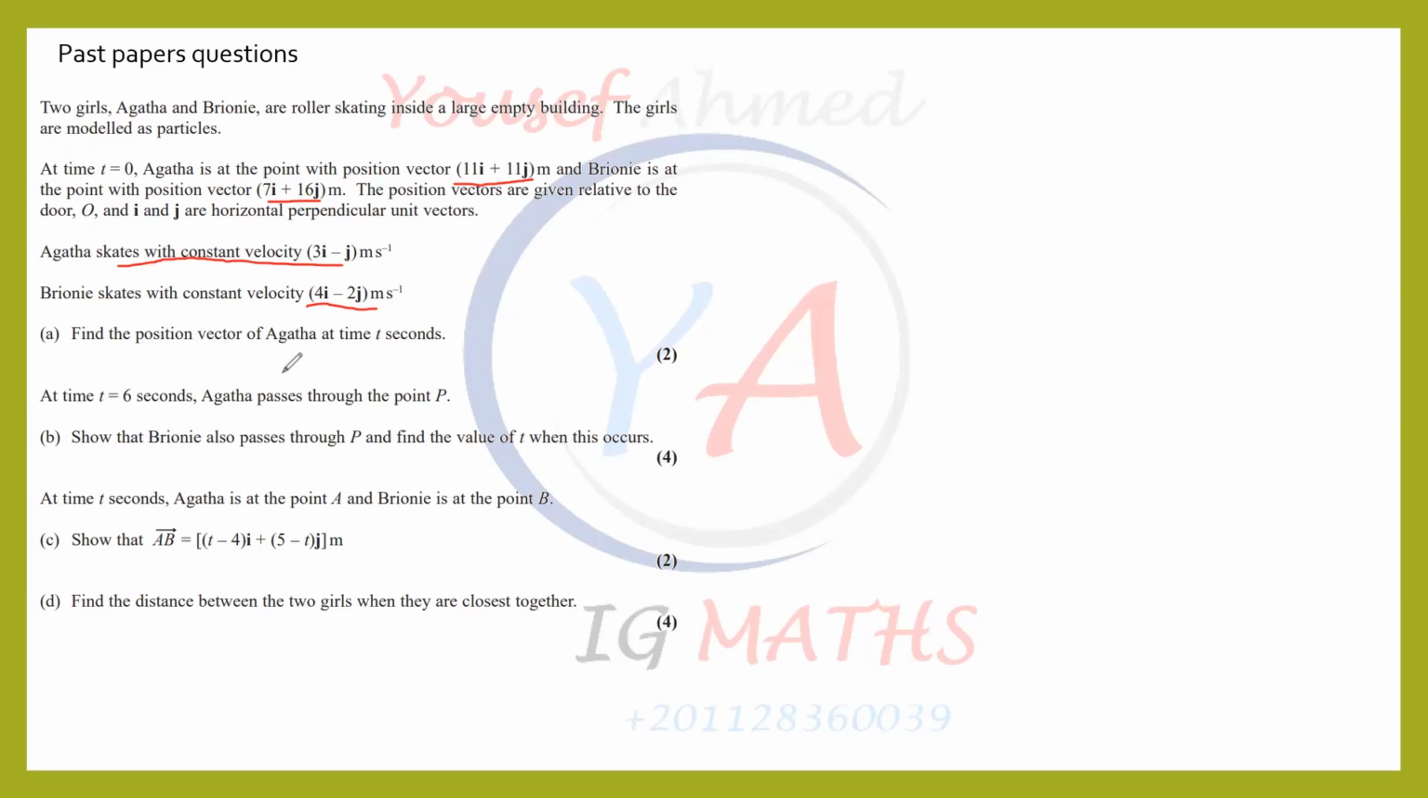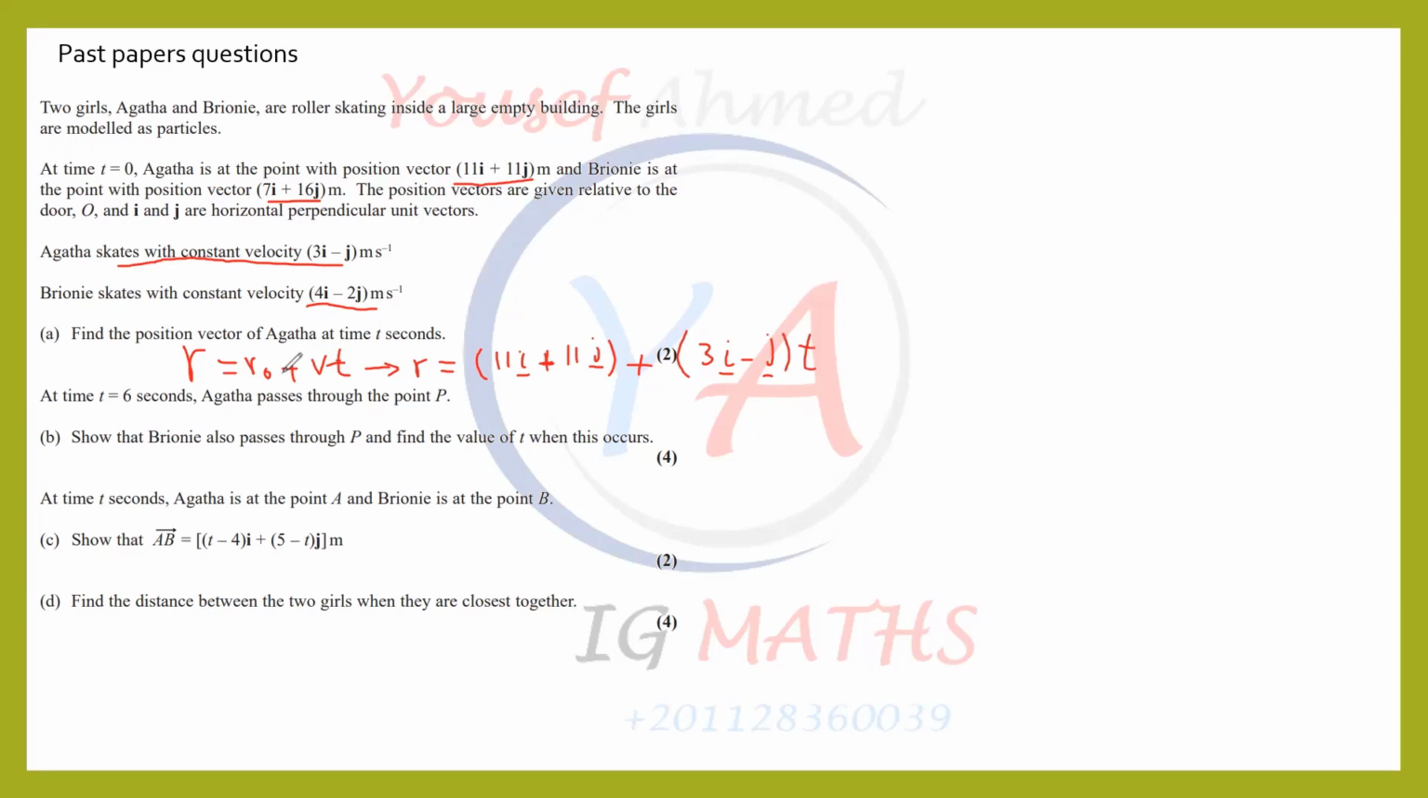So what you need to do is find r equals r node plus vt. So it will be here. r is equal to r node, which at the beginning was 11i added to 11j for Agatha. This is r node, as it's mentioned here, plus velocity, which is 3i minus j multiplied by time t.